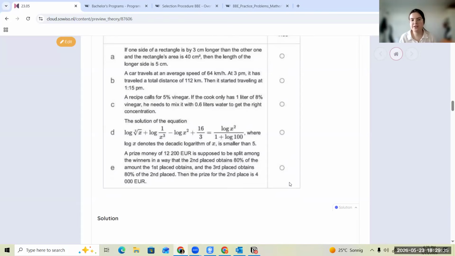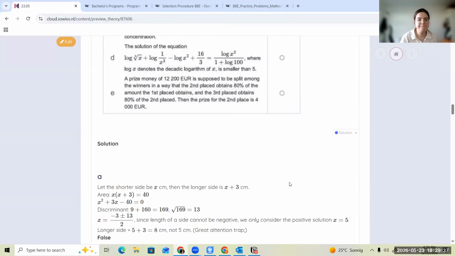So the length of the longer side is 5. If it helps you to draw the thing, draw it. If you don't need to, don't. But if you like it, it's basically like this. This is the longer side. This is the shorter side.